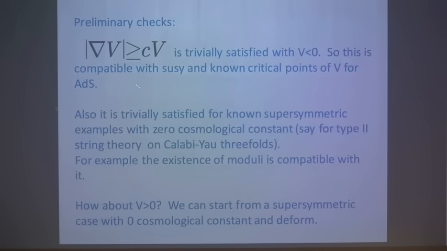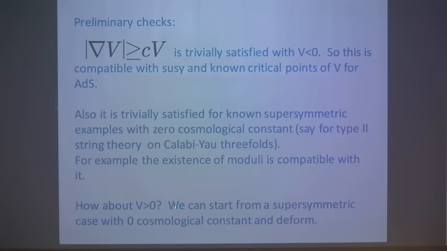So let's make a check of this statement. Gradient of V bigger than or equal to CV is trivially satisfied when V is negative. So for supersymmetric vacua, we know that V is less than or equal to 0, so therefore, at least for those, there's no contradiction to having gradient of V being equal to 0. So this is fine with supersymmetric vacua. Also, it's trivially satisfied for supersymmetric examples with 0 cosmological constant. If V is 0, you could have some flat moduli, but that corresponds to the equality part of this relation, so that's also fine.